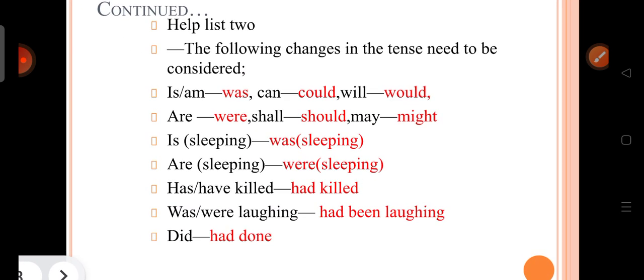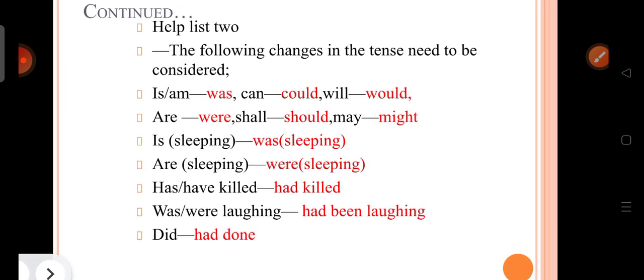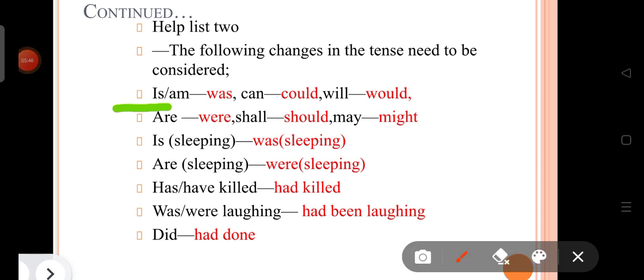Okay, so there are some words. See how the verb forms will change. Remember this: whenever the reporting verb is past tense, the reported verb also will become past tense. So when we change it in indirect speech, is will become was. Am also will become was. Can, could; will, would; are, were; shall, should; may, might.